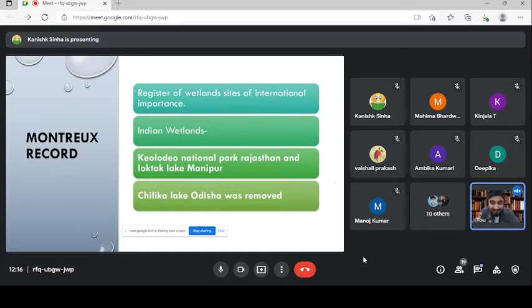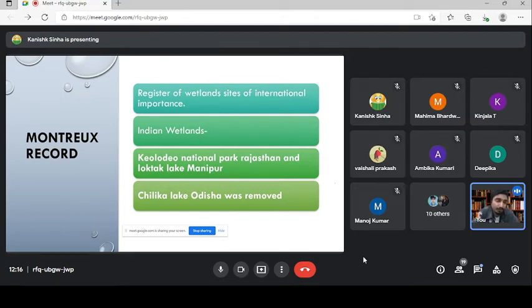Now this is the Montreux Record. You can be asked directly what the Montreux Record is. So the Montreux Record is a register having the wetland sites of international importance. You have in India 49 Ramsar wetland sites, that is very good, but you have only two wetlands that are of international importance.